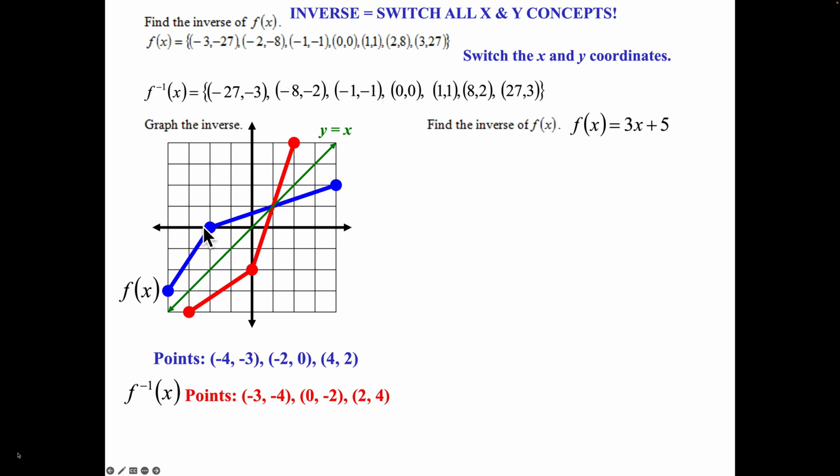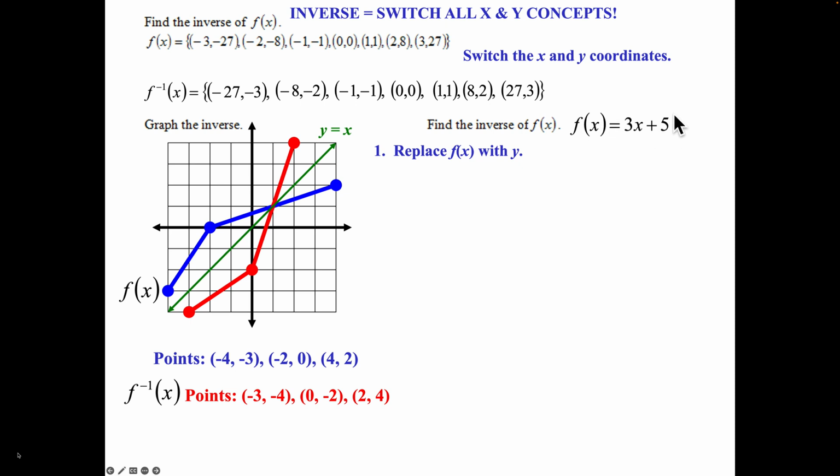Plot the points in order, negative 3, negative 4, 0, negative 2, and then finally 2, 4. Now, you saw that line appear and disappear. This is the line y equals x. Some authors refer to it as the inverse line. You definitely can see it right here. Negative 1, negative 1, 0, 0, 1, 1. All those points are on that green line. If you take your blue function and you flip it over that green line, y equals x, you get the inverse graph.